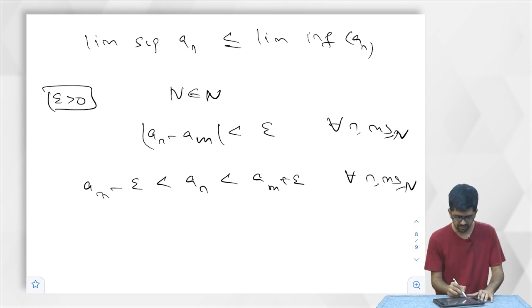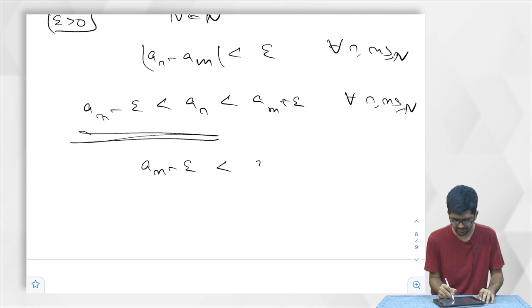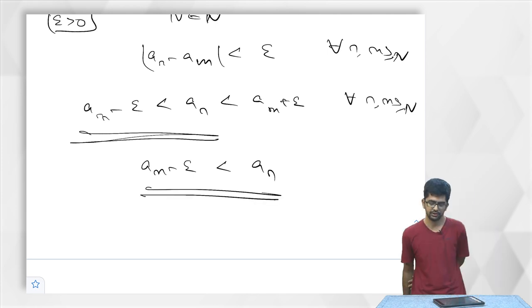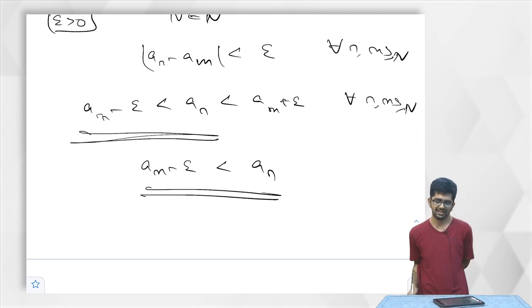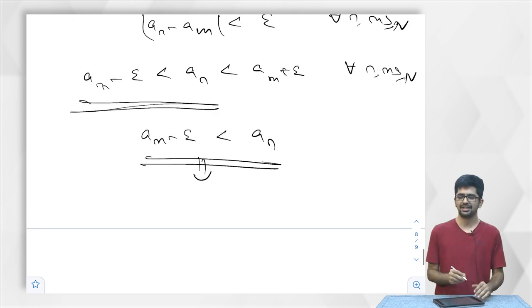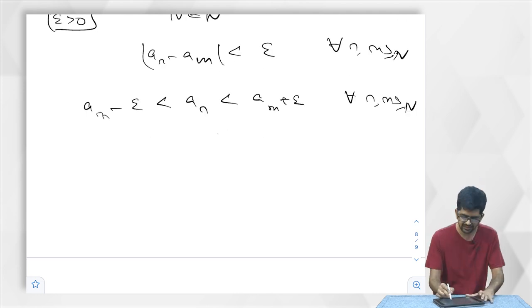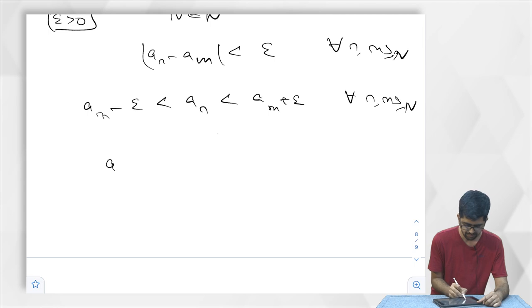So consider this situation. a_m minus epsilon is less than a_n. This is true for all n, m. Whatever we have done previously, the same trick that we will use here also, that concludes. So this is the definition of a Cauchy sequence. Now what do we do? We'll take this part. So a_m minus epsilon is less than a_n for every n, m.